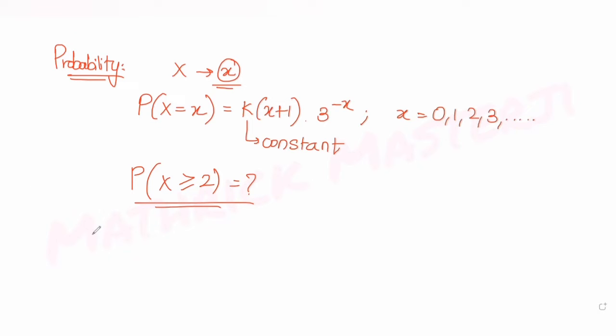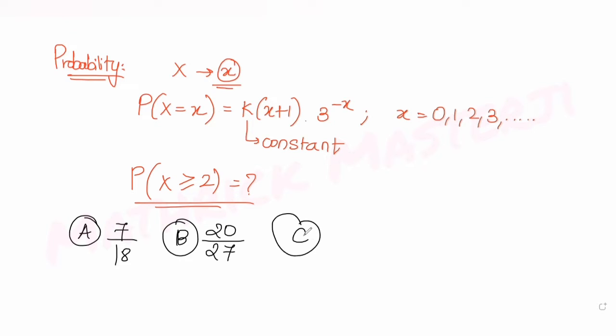The options given to us are 7 over 18. The second answer choice, 20 over 27. The third answer choice is 7 over 27. And the last answer choice is 11 over 18. So we need to figure out which one of the answer choices is the correct answer for the question.